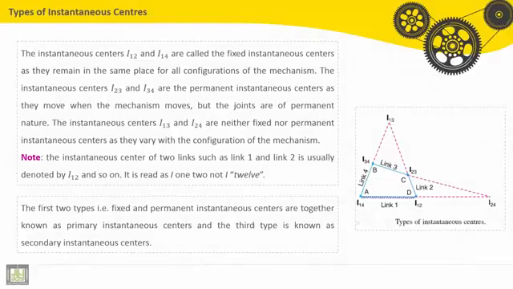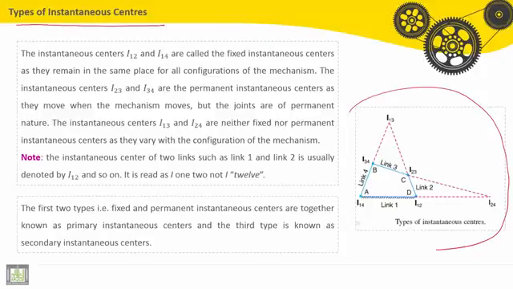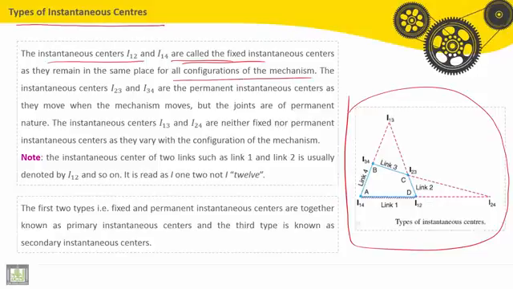Theory of Machines. We'll continue here with different types of instantaneous center of rotation. So the instantaneous center, if we can see here, for this mechanism called 4-bar mechanisms, with link 1, 2, 3, and 4. The instantaneous centers I12 and I14 are called the fixed instantaneous centers as they remain in the same place for all configurations of the mechanism.